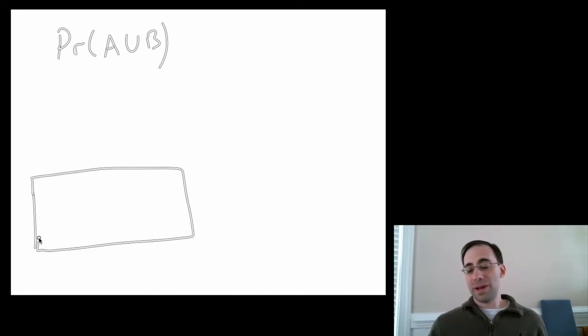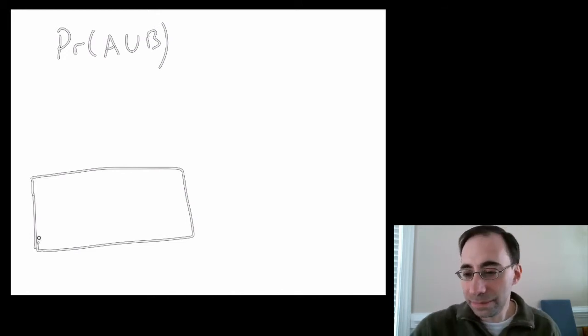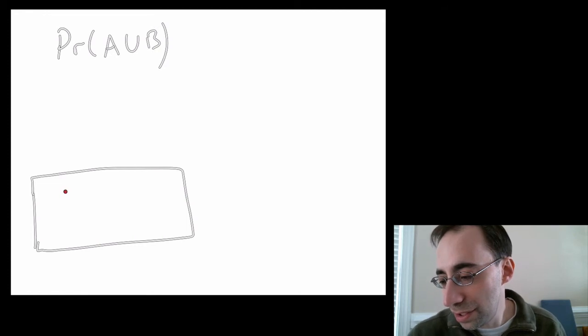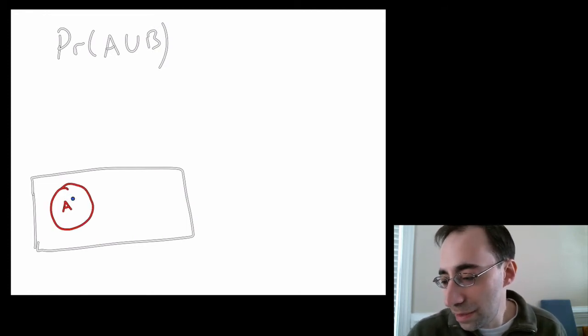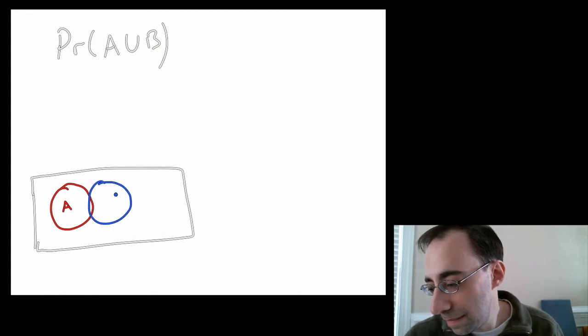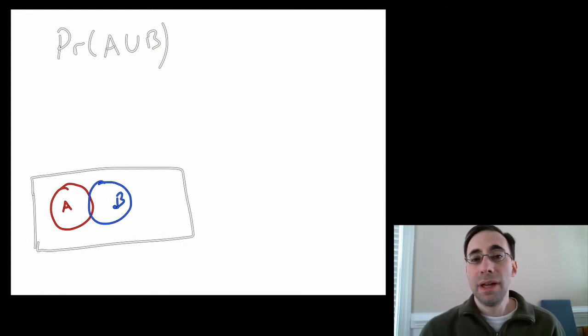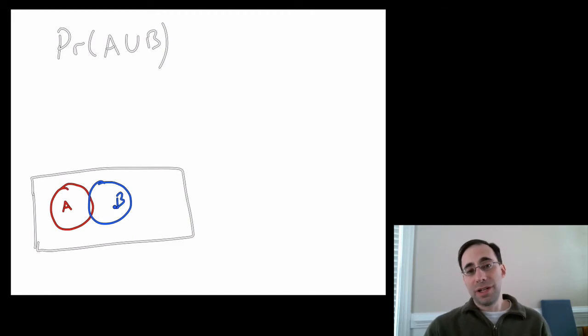Assume you have a dartboard right here. This whole rectangle is a dartboard. And in a dartboard, you have two regions. There's a red region A, and there's a blue region B. When you throw a dart, you might land outside the region, or you might land inside the region. And we want to know what the chance of landing inside A or B is. So somewhere in that region.